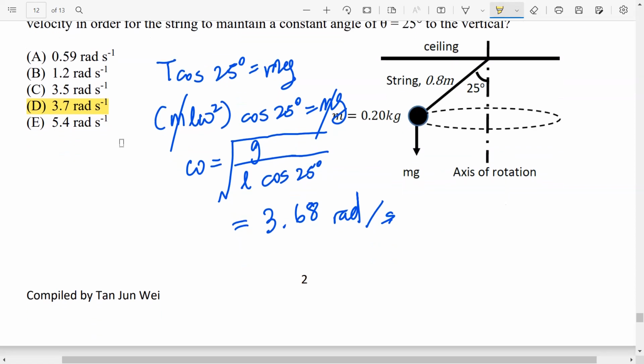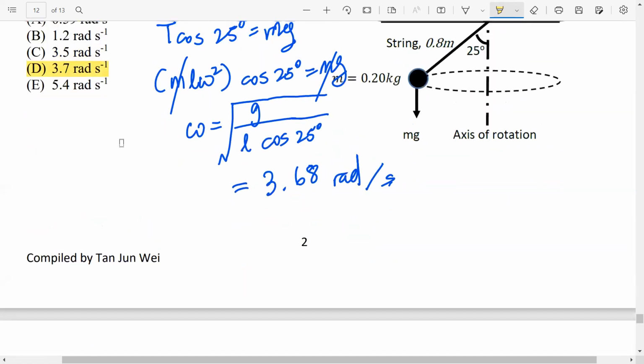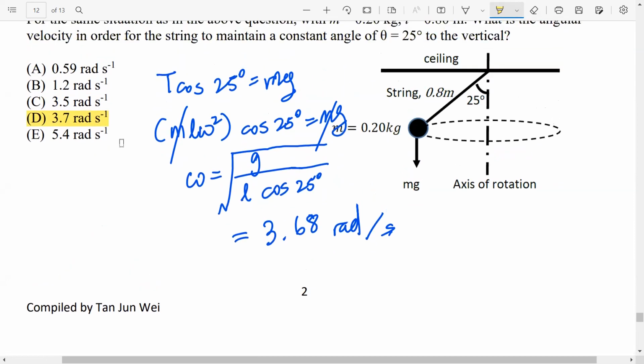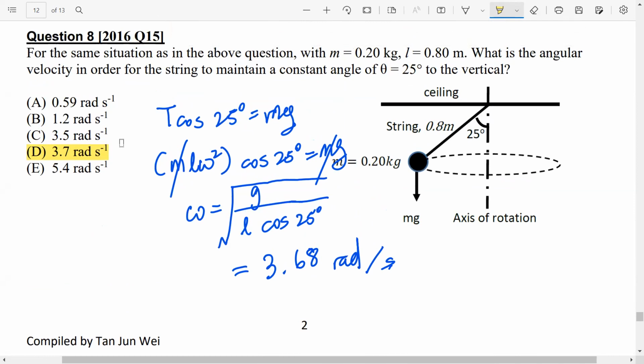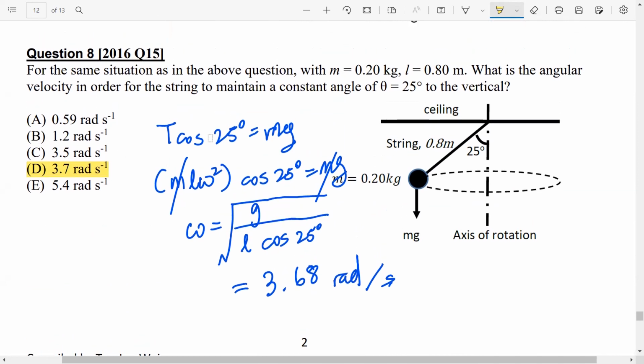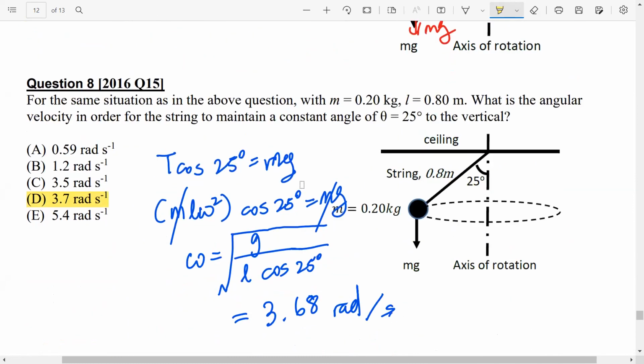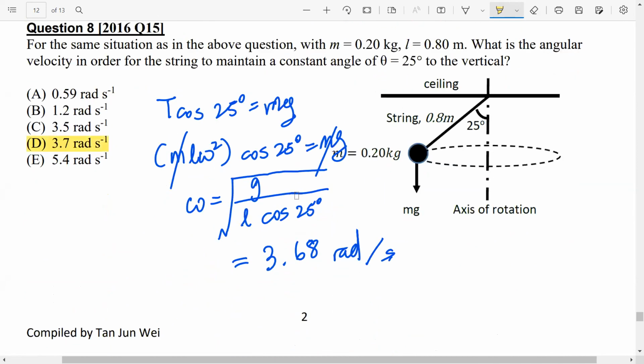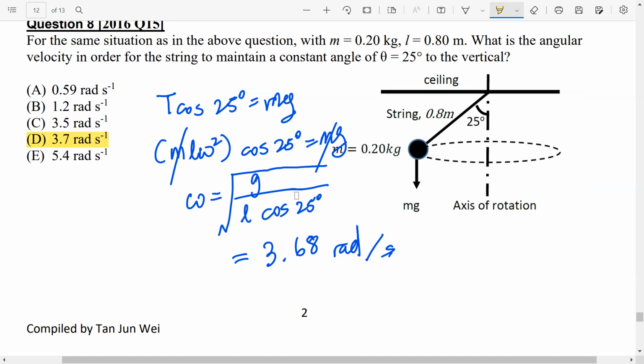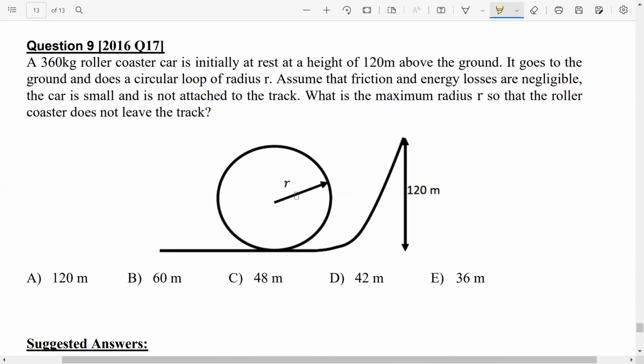Okay, question 9. Question 8. Why I start with this, because you can see that for question 7, this part was not used. So that's why I start with it. Okay, question 9. 360 kg roller coaster series.